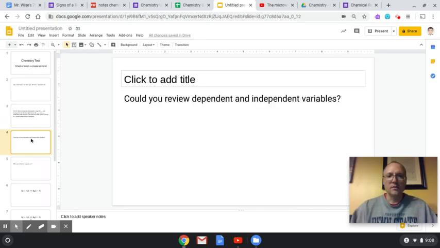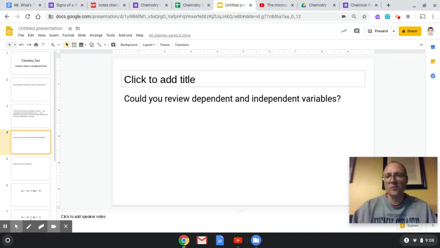And so moving on here, could you review dependent and independent variables? That's a great question. I know it was on my study guide, and honestly, I think those are some of the questions that aren't involved in the test. But that doesn't mean I won't review this question for you, okay?